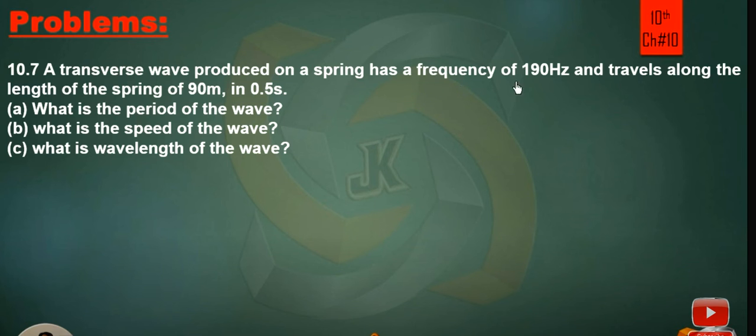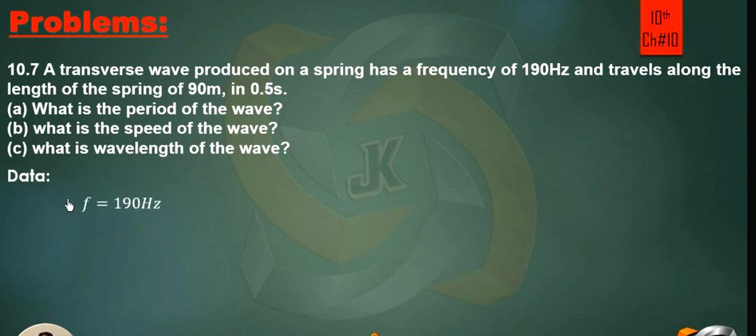Now let's see. We are given with the frequency and the rest of the parts, that we have to determine its time period, speed of the wave and wavelength as well. Now first of all, we will write the data that frequency is 190 Hz, wavelength is 3 divided by 100 equals 0.03 meter, and length of the ripple tank is 90 meter.